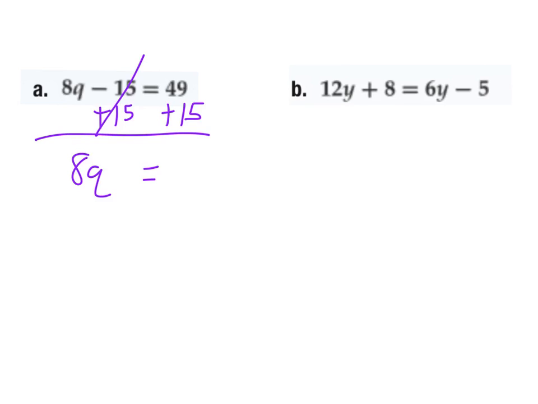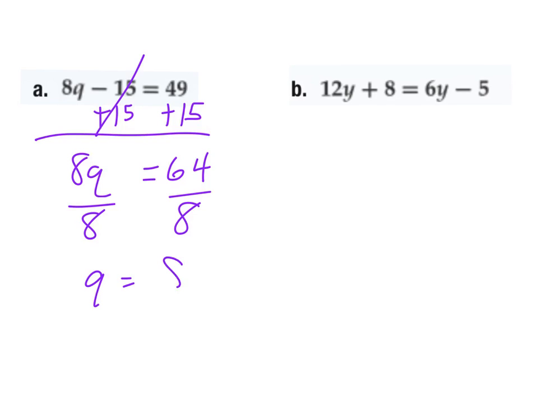And what does this equal? 64. Okay, now I've gotten all the constants to the right, all the variables to the left. What do I need to do to get q by itself? Okay, so what is q equal?